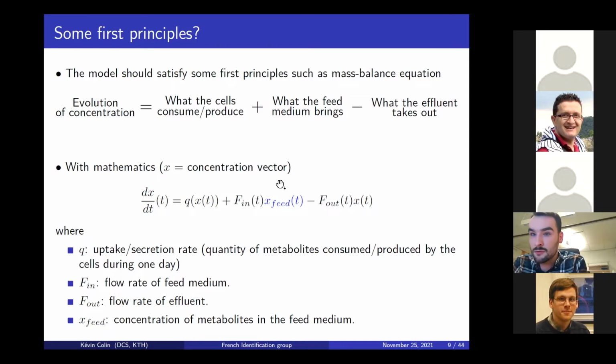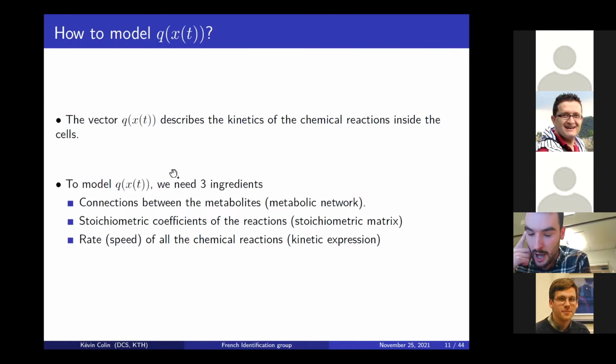Everything seems to be known here, but the only thing that we need to model is this uptake secretion rate, which depends on the concentration inside the bioreactor. So in order to do this modeling, I will briefly introduce 3 ingredients we need in order to build this model. We need to model the kinetics of the chemical reactions. For that, I'm going to introduce 3 things: the metabolic network, which gives the connections between the metabolites, so the reactions basically. Then we will introduce the stoichiometric coefficients of the reactions, and we will have what we call a stoichiometric matrix. And at the end, we will also introduce the rate, so the speed of the chemical reactions.